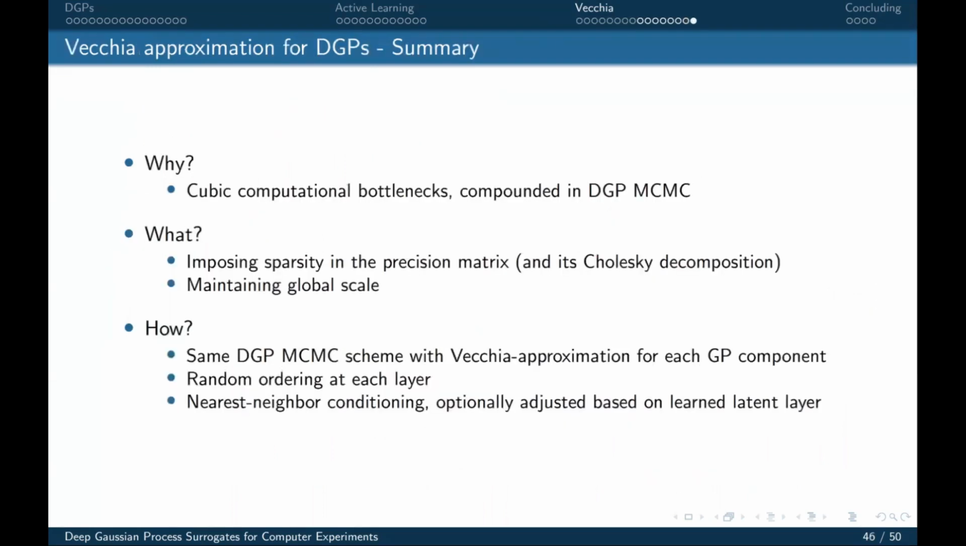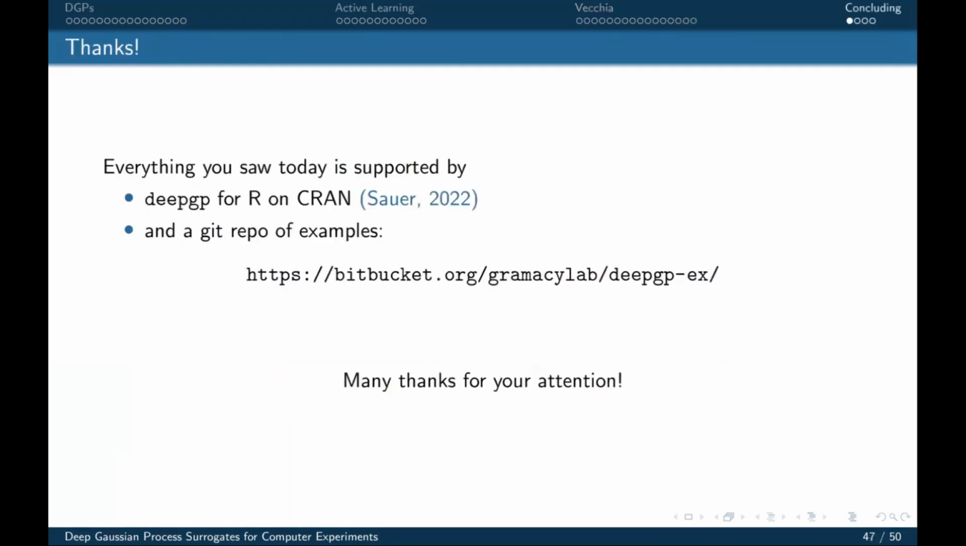All right, so that's it. The Vecchia approximation gets around cubic bottlenecks in Gaussian process methods, and they port over nicely to deep Gaussian processes. We're imposing sparsity in the precision matrix and in its Cholesky decomposition, which works really nicely in this setup. I want to end there because it's exactly 3 o'clock.